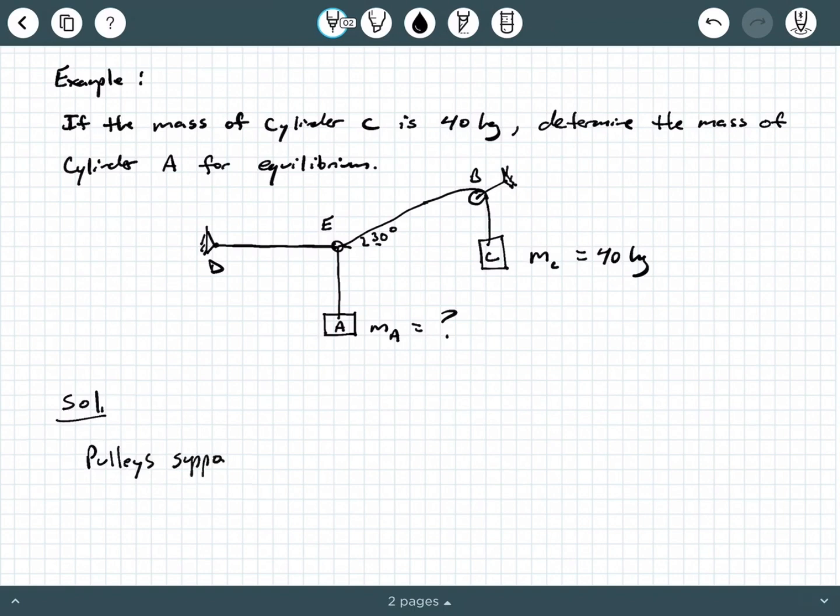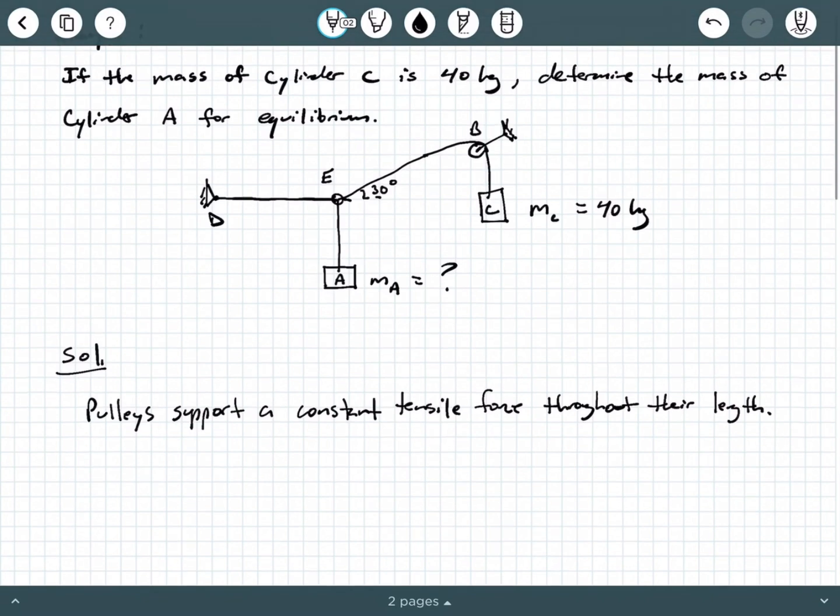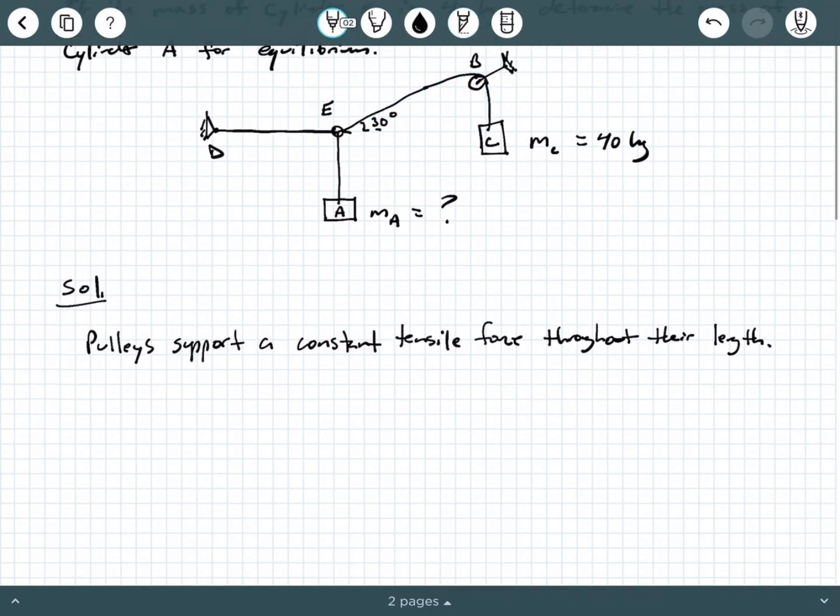Well, if you remember, pulleys support a constant tensile force throughout their length, which means that whatever force is developed in this segment of the rope, it's going to be that same constant force all the way through to this point.